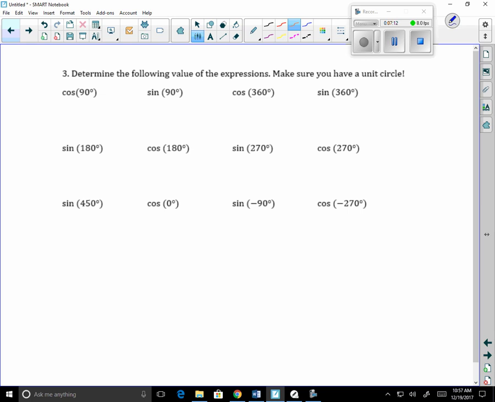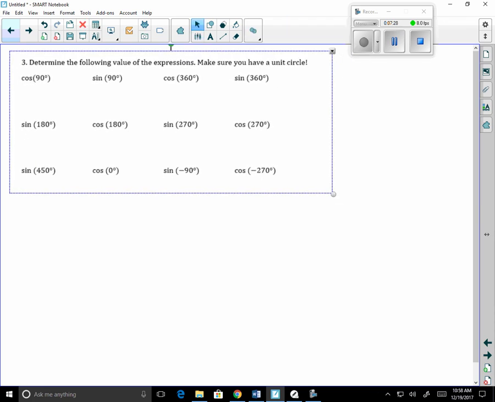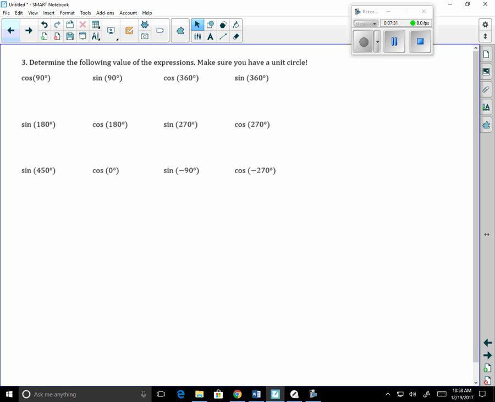For number 3, it says to evaluate all these special values. You could literally type every single one of these in your calculator and get an answer. That's not what I'm interested in you doing for this. I wanted you to actually go through and use the unit circle and practice that skill so that we know where everything is. It's important, especially for those of you planning on taking pre-calc next year, which should be all of you.